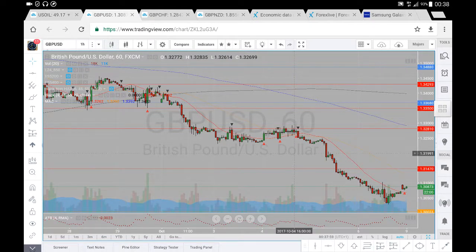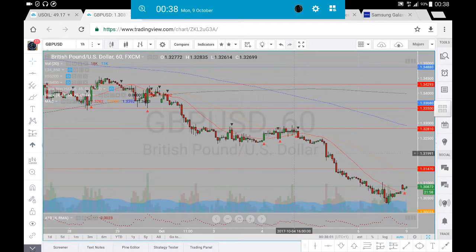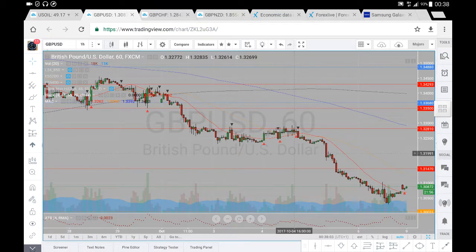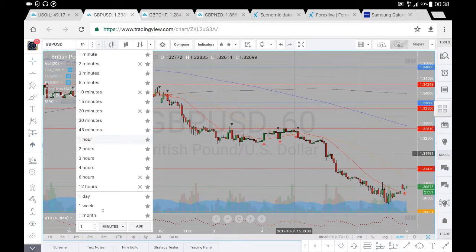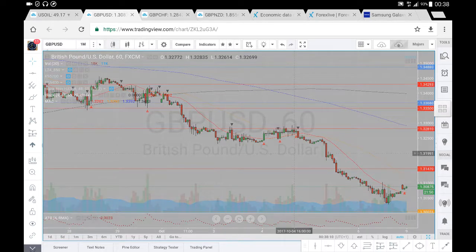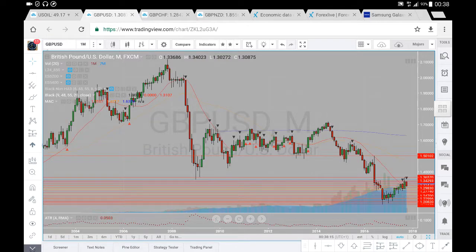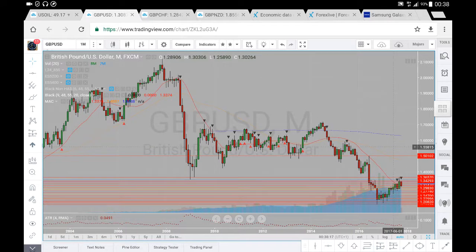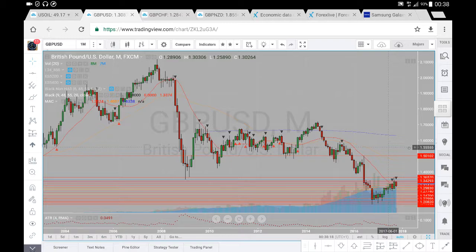So this is the pound USD analysis for Monday the 9th of October. Let's just have a look at the higher time frames first to get a better understanding of what we see here on the pound. So we've had a pound push down.